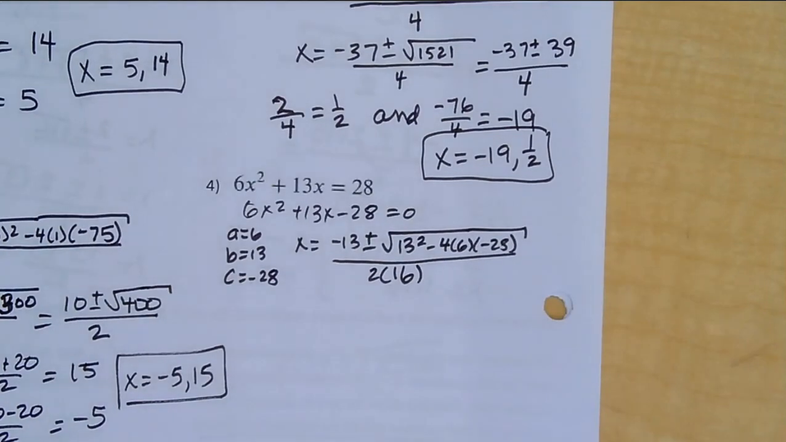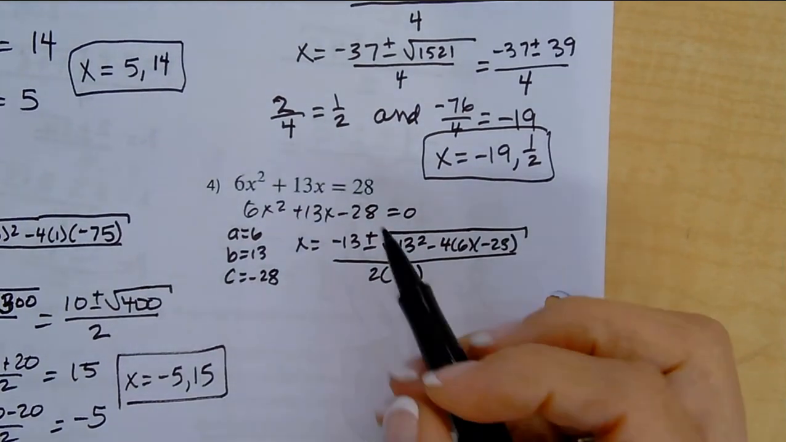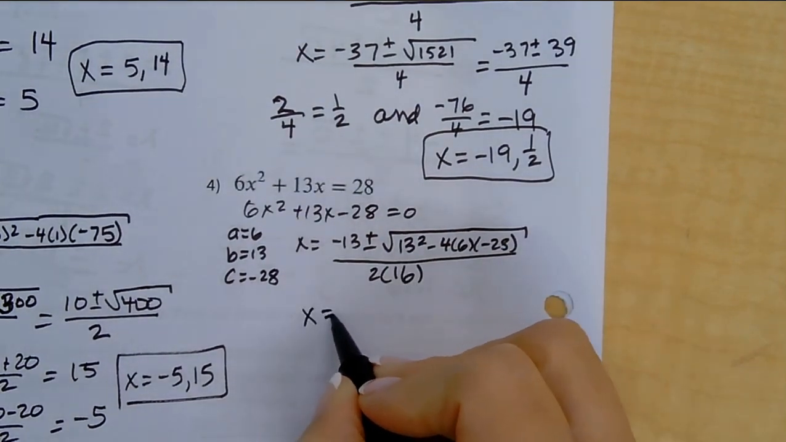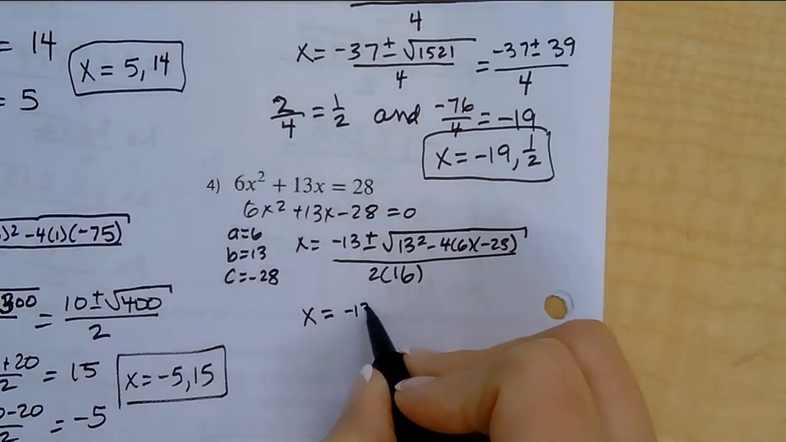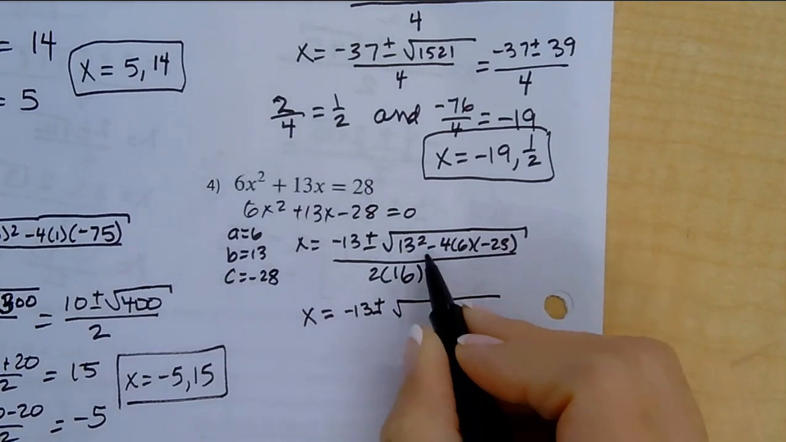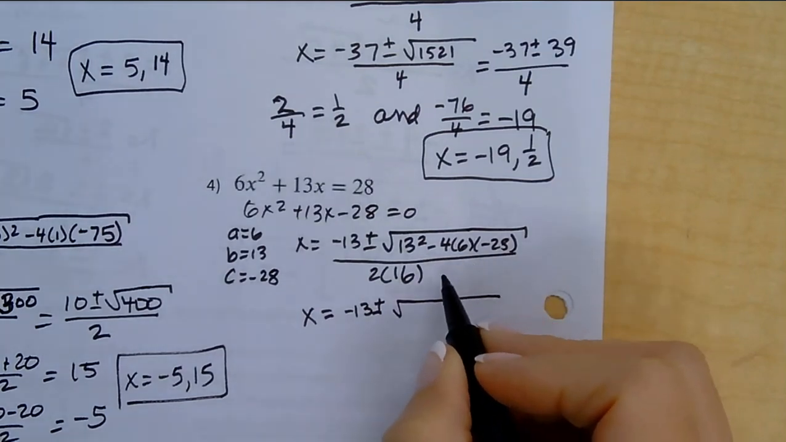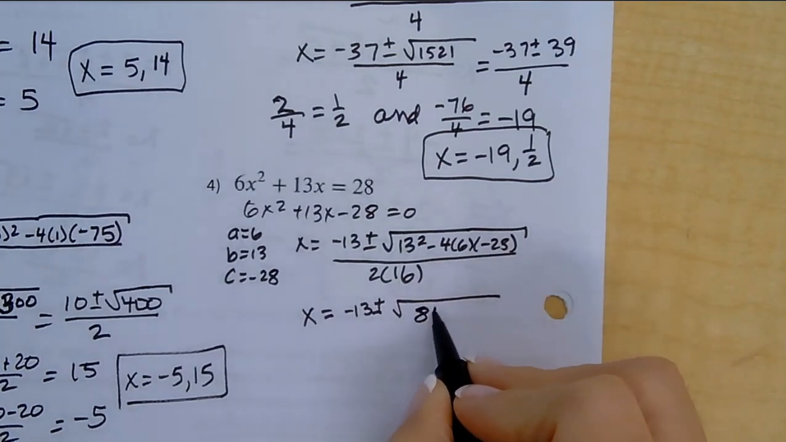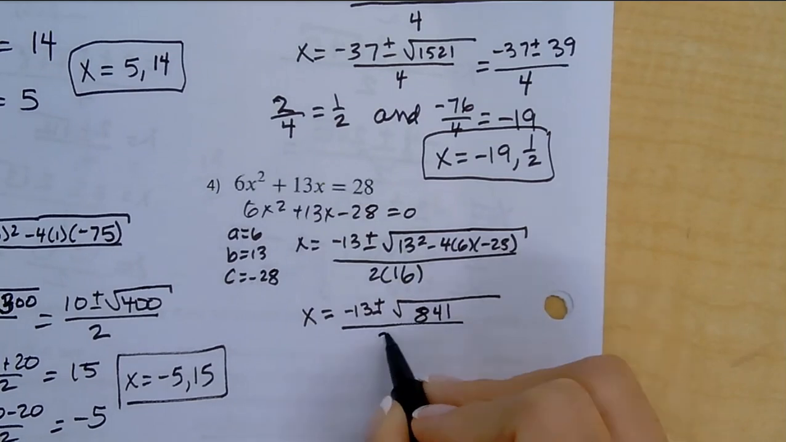All right, and make sure you've tried these on your own, and if you haven't yet, go ahead and pause and come back and check. Okay, so as I simplify that, I know x equals -13 plus or minus the square root of, I'm going to go ahead and do all this math right now, and I get 841 over 32.